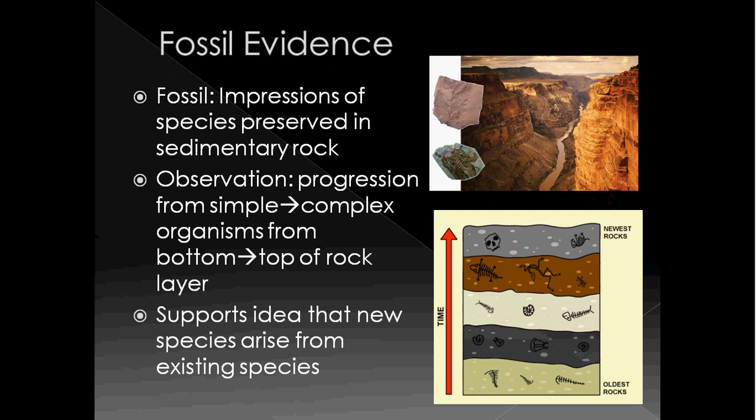One kind of evidence for evolution is fossil evidence. Fossils are impressions of species preserved in sedimentary rock. Scientists have observed that there is a progression from simple to complex organisms from the bottom to the top of a rock layer. This supports the idea that new species arise from existing species and thus supports evolution.